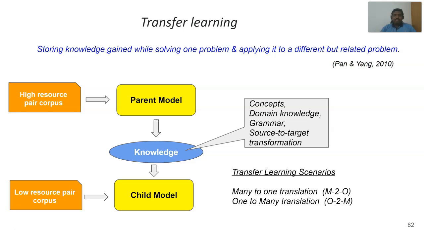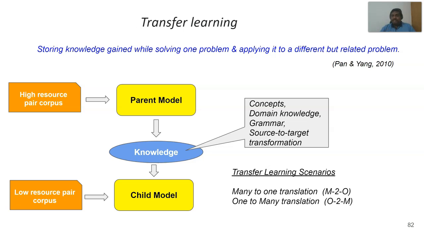So what we are looking to do during transfer learning is to transfer this knowledge to what you would call a child model, which is a model for your language pair of interest, and augment the knowledge that you can gain from the limited low resource small parallel corpus that you have for your language pair of interest. So primarily you can look at two transfer learning scenarios which people have tackled in the literature. One is many-to-one translation, and the other is one-to-many translation.